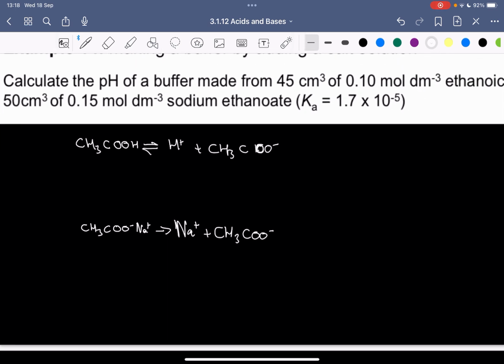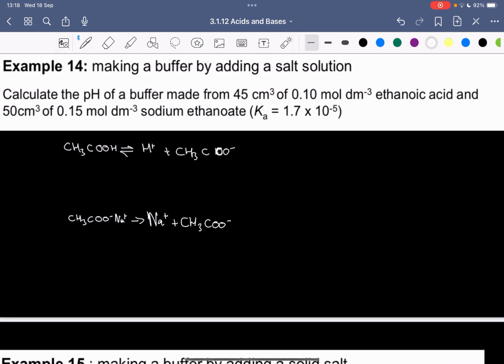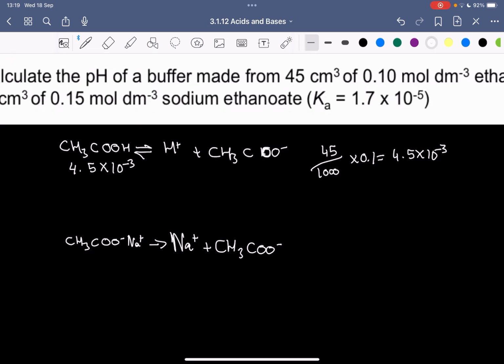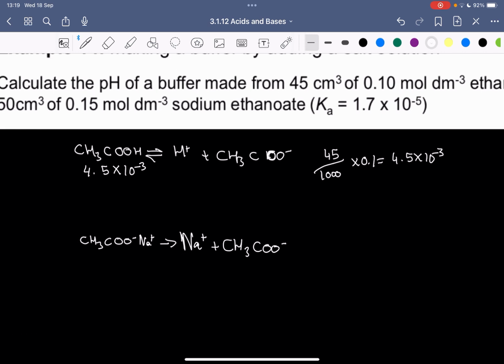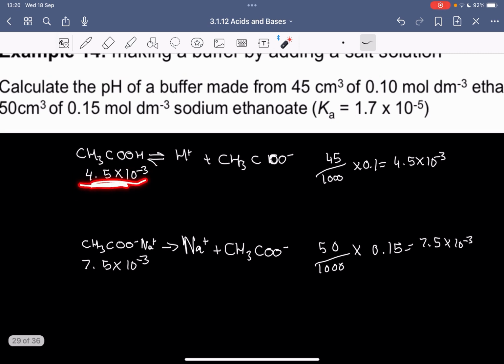Now, I know that I've got 45 cm³ of ethanoic acid and it's 0.1 moles per dm³. So I can find the moles of that. And I get 4.5 times 10 to the minus 3. And my moles of sodium ethanoate is... Alright, so I know this is barely going to dissociate, right? So I know my moles of ethanoic acid is basically going to stay as 4.5 times 10 to the minus 3. However, my moles of sodium ethanoate, all of that's really going to dissociate into ethanoate ions. So I know now my moles of ethanoate ion is 7.5 times 10 to the minus 3.